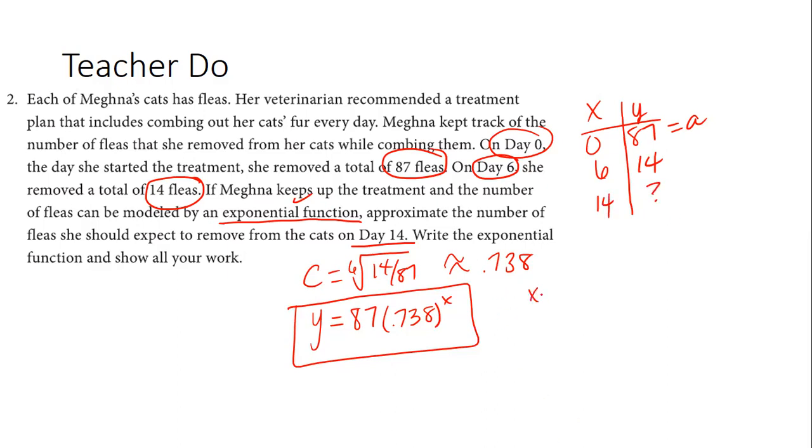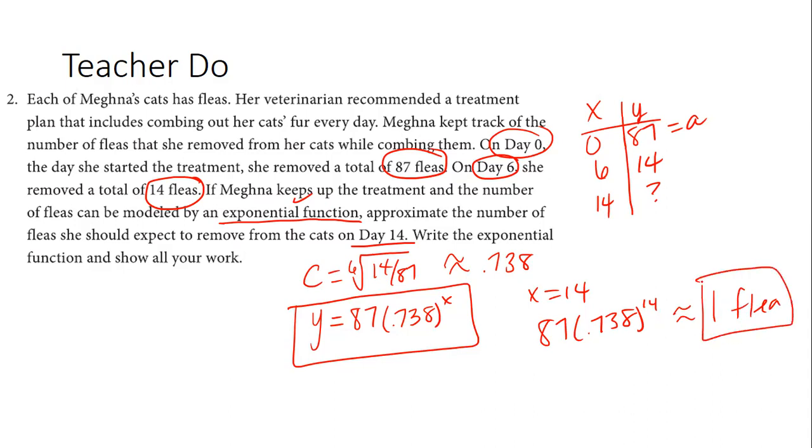So now, when x equals 14, what do I get? So we have 87 times 0.738 to the 14th. And what do we get? But can you have a fraction of a flea? So we're just going to say there is 1 flea left. So the treatment is working, right? So we see it'll be dead. No, it's more like a flea and a half. Right. Okay. Either way, 1 flea, guys. We're going to stick to 1 flea.